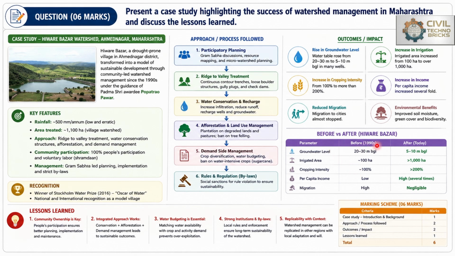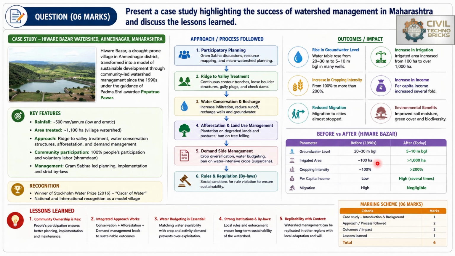Where before the 1990s, this is the actual scenario, but after that we have these positive points: migration is negligible, per capita income is high, several times, at the highest position, then cropping intensity which is greater than 200%, that means in that period the persons were taking a maximum of one cropping season, but here they are utilizing the land for 2 or 3 cropping seasons.